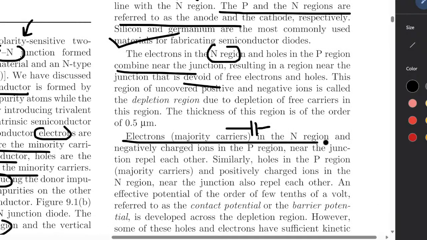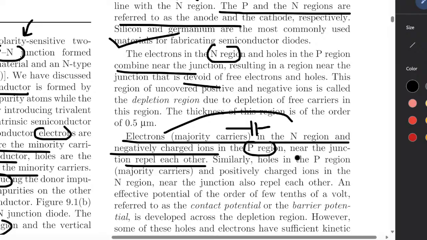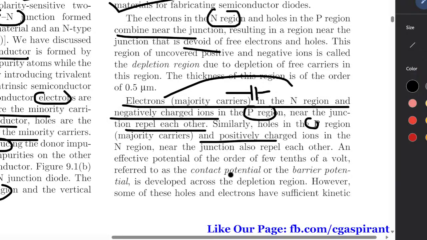The electrons, the majority carriers in the N region, and the negatively charged ions in the P region near the junction repel each other. Similarly, the holes in the P region and the positively charged ions in the N region repel each other. So an effective potential of the order of a few tenths of a volt, called the contact potential or barrier potential, develops across the depletion region.